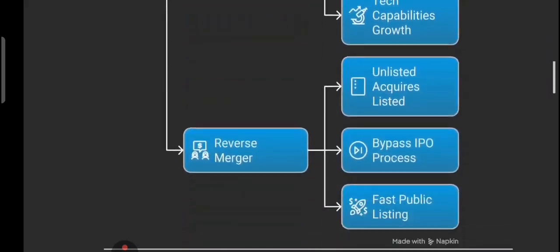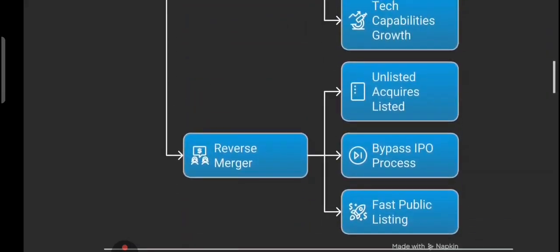And finally we have something called reverse merger. So in the last slide you can see reverse merger. It is a lesser known but powerful tool. Here a private firm merges into a publicly listed one, allowing it to bypass the lengthy IPO process and gain fast public listing. What happened in the reverse merger? One private firm merges into a publicly listed one, and it does not have to go through the lengthy initial public offering process.